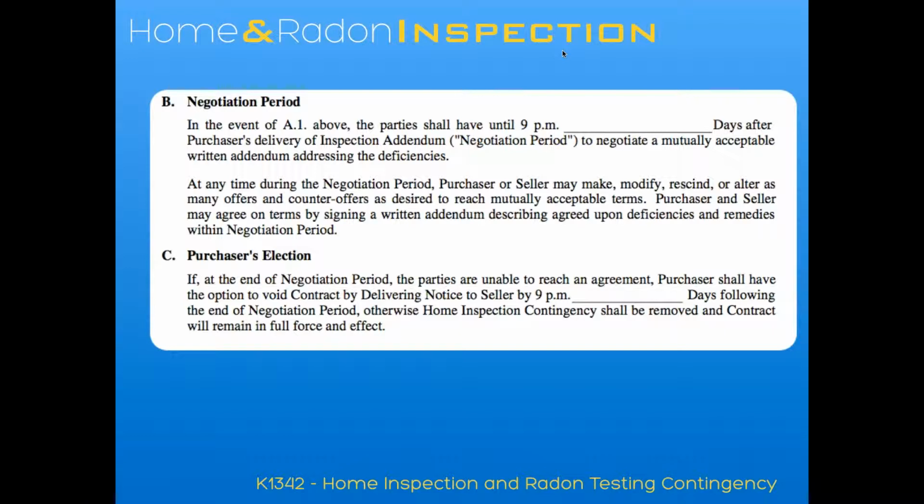All right, so paragraph B, all the parties have until 9 p.m. X number of days after the delivery of the inspection addendum. So paragraph one talks about how long do I have to do the report and deliver it to the other agent. Paragraph B says, from the time I've delivered it to the listing agent, how long do the parties have to go back and forth and figure this out?